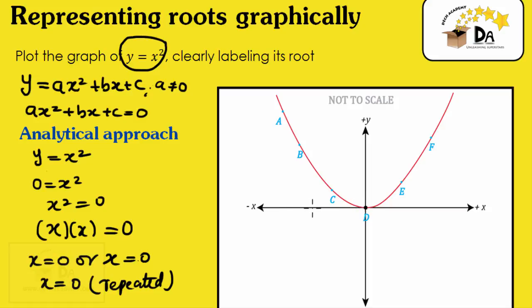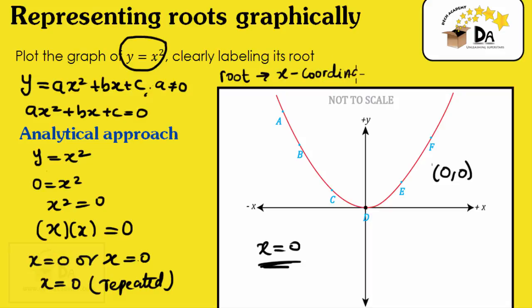This point where they intersect, so you can see this black line and this curved quadratic curve, they intersect here at the origin. The origin has coordinates 0, 0. The x-coordinate is 0. Now I'm telling you that the root of this quadratic graph is the x-coordinate of its intersection with the x-axis. So I'm going to write that. Root graphically is the x-coordinate of intersection of the graph and the x-axis. So don't forget that.